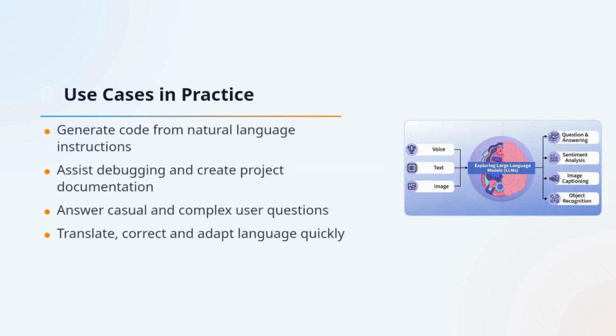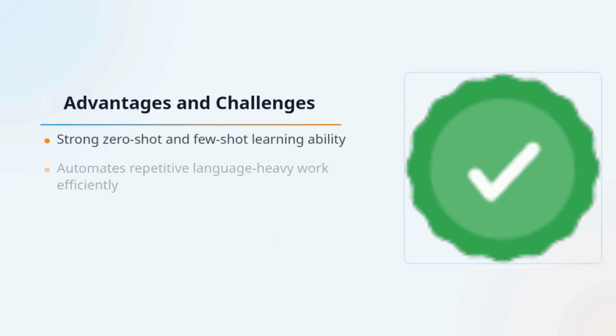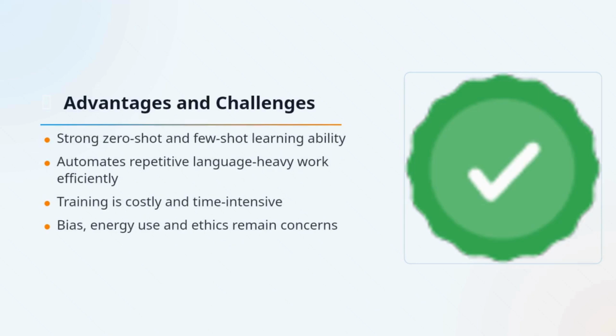In real-world use, LLMs are extremely versatile. Developers use them for code generation, debugging support, and documentation writing. General users rely on them for question answering, translation, grammar correction, and content creation. Prompt-based interaction also makes them useful in one-shot and zero-shot scenarios, where they can attempt tasks with little or no task-specific retraining.